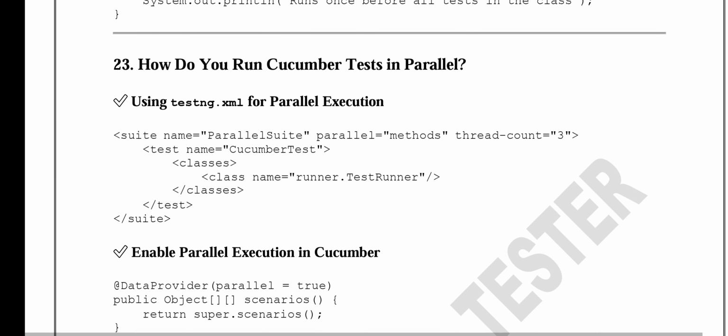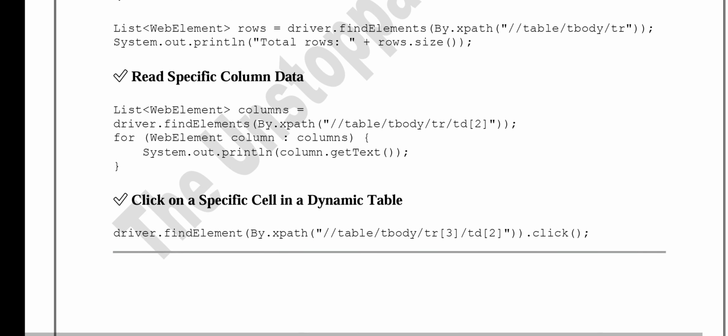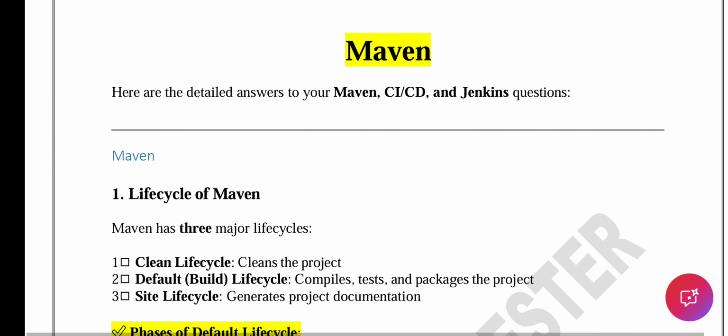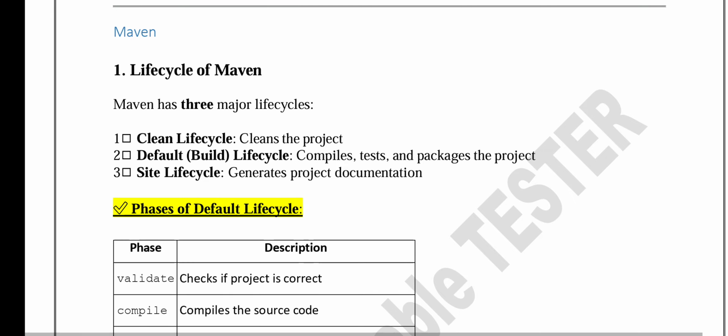How do you run the Cucumber tests in parallel? How to handle the web tables in Selenium? Okay, the next set of interview questions are with respect to the Maven. Okay, can you explain the life cycle of a Maven?